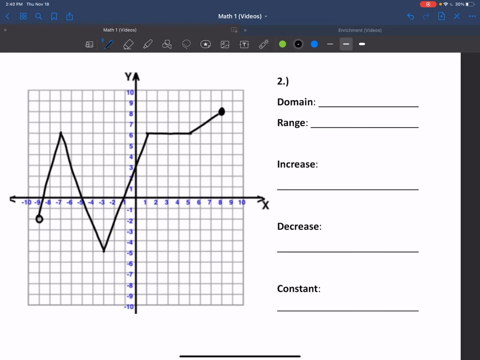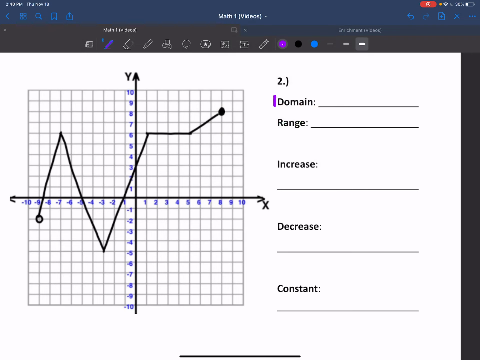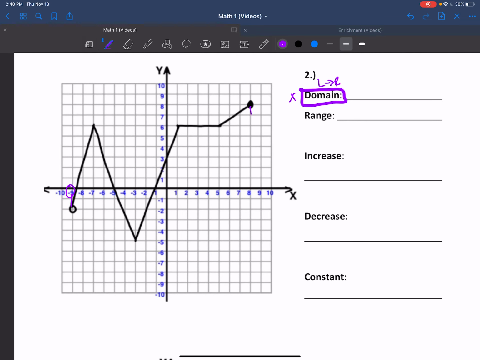Okay, so here we go. I use purple for domain. That's just how I roll. And again, domain is left to right, all of the left to right using the x-axis. So the leftmost part of my graph, that x value is a negative 9. The rightmost part of my graph, that x value is an 8. So negative 9 to 8. Negative 9 is going to have an open bracket because there's an open dot. 8 is going to have a closed bracket because it is a closed dot.